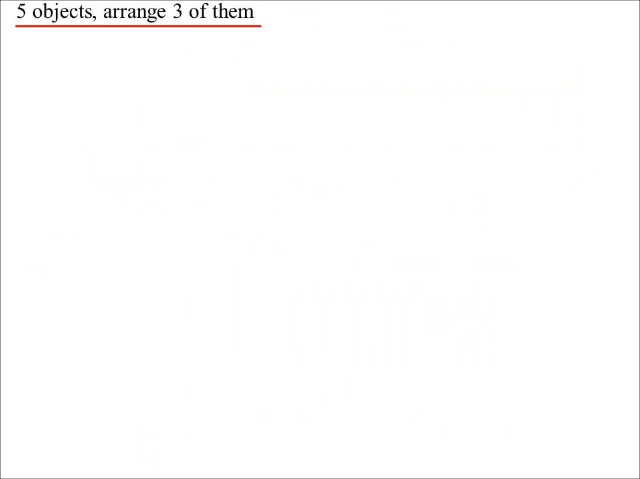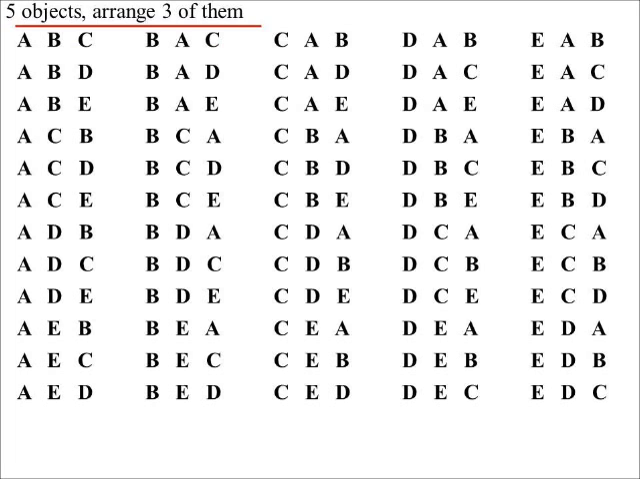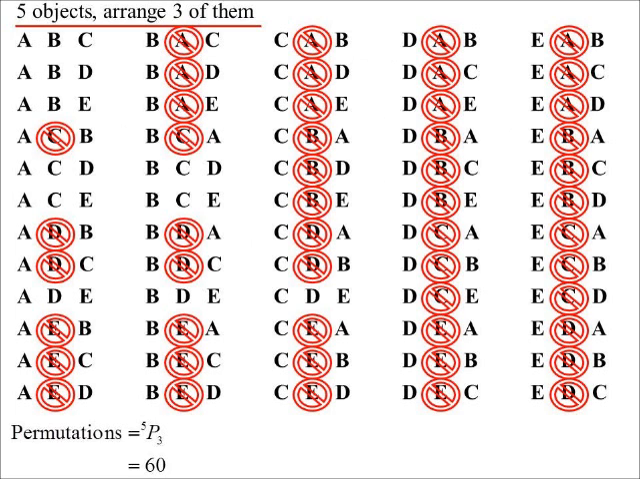5 objects, arrange 3 of them. Hey, quite a few. In fact, there are 60 there. Okay. Let's cross out the double ones. Well, BAC is the same as ABC, CAB is the same as ABC, and so on and so on. Quite a few we've crossed out. Well, there's now only 10 left. So I didn't just divide by 3, because if I divided by 3, we would have had 20. It's 3 factorial, the number of ways those 3 objects could be arranged if I was interested in the order.